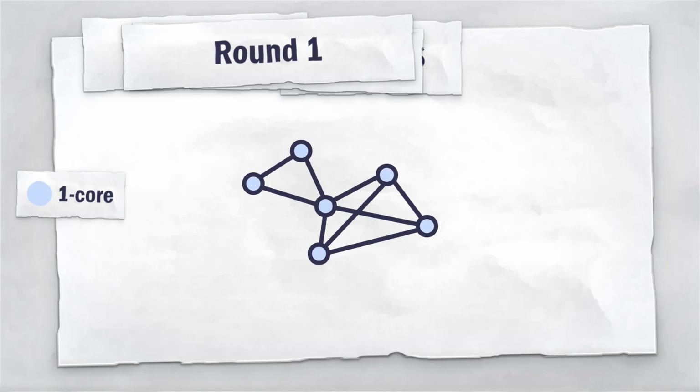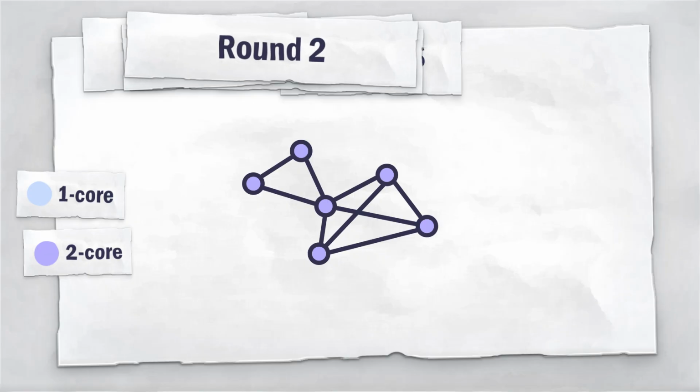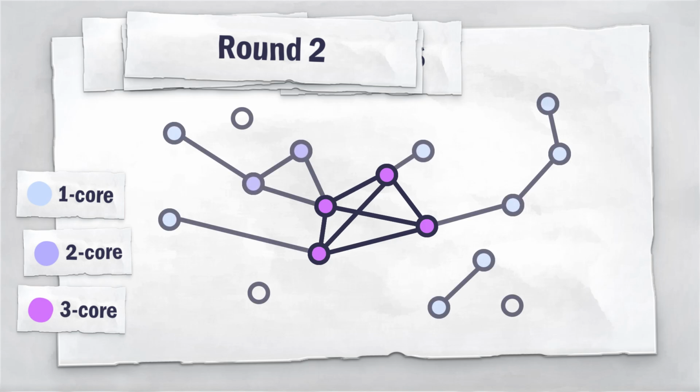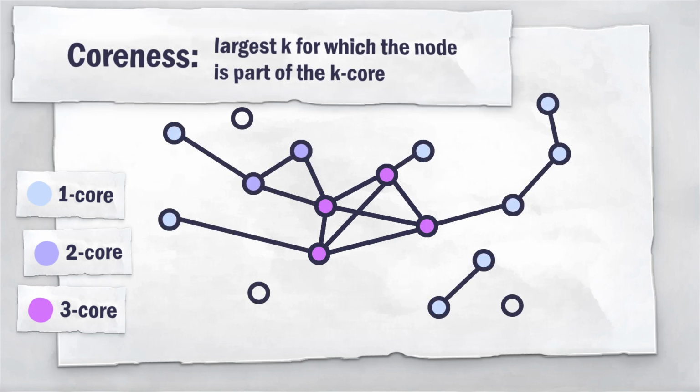After round number 1, what remains is called the 2 core, where everything has a degree of at least 2. Then, in round number 2, you remove all the nodes with degree 2, and what remains is called the 3 core. And so on. The coreness of a node is the innermost core that it's a part of. If it's part of the 1 core, the 2 core and the 3 core, but not the 4 core, it gets a coreness of 3.